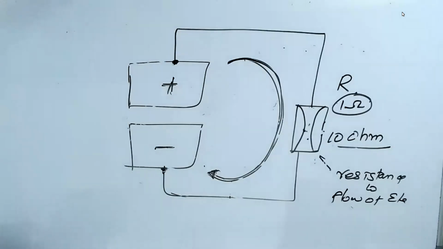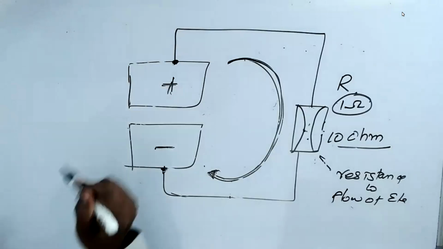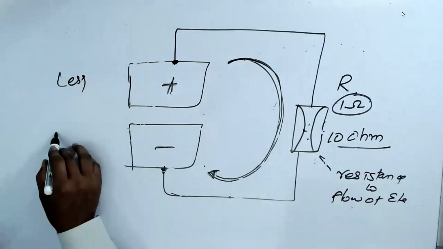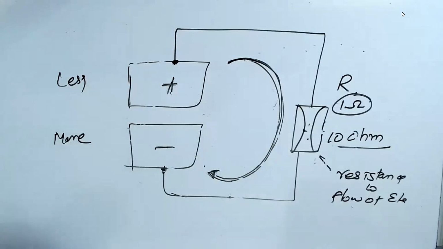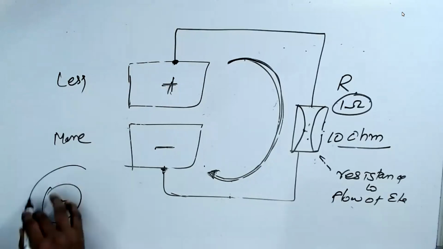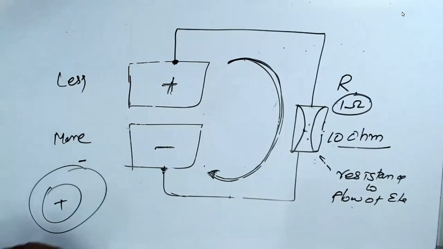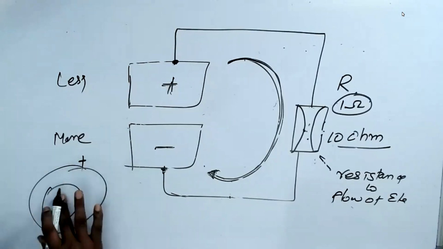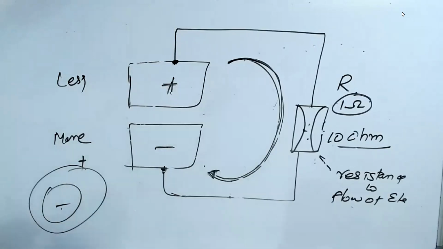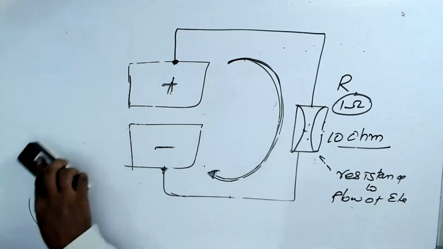The less electrons is positive. The more electrons is negative. Please understand, because electrons are always negative potential. I told you, one small documentation error was made by Benjamin Franklin, who called protons positive and electrons negative. If he had called the electrons positive and protons negative, this problem would have never taken place. That time both the currents would be the same.